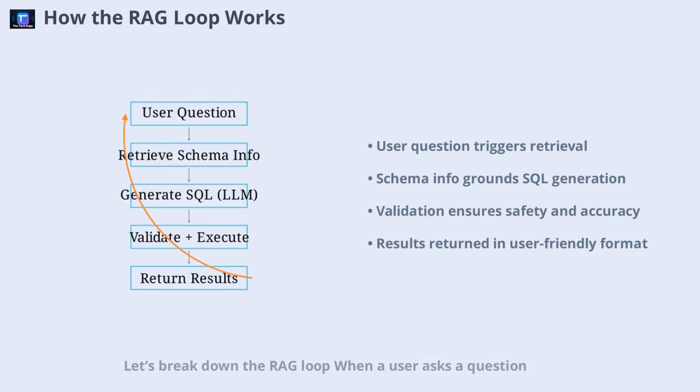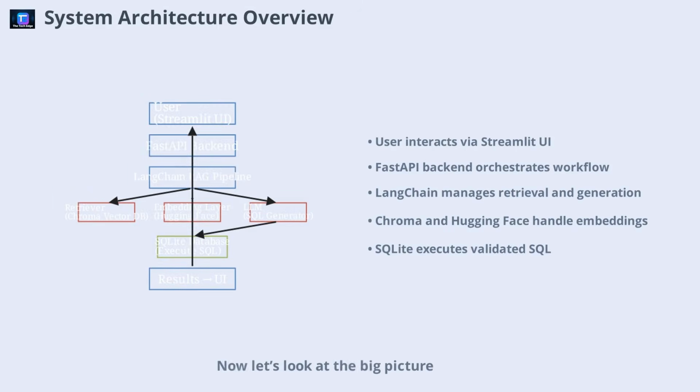Let's break down the RAG loop. When a user asks a question, the system first retrieves relevant schema info from a vector database. Next, the language model generates a SQL query using this context. The query is then validated and executed against the real database. Finally, the results are returned to the user. This loop ensures that every SQL statement is grounded in the actual structure of your data, making the process reliable and robust. Now, let's look at the big picture.